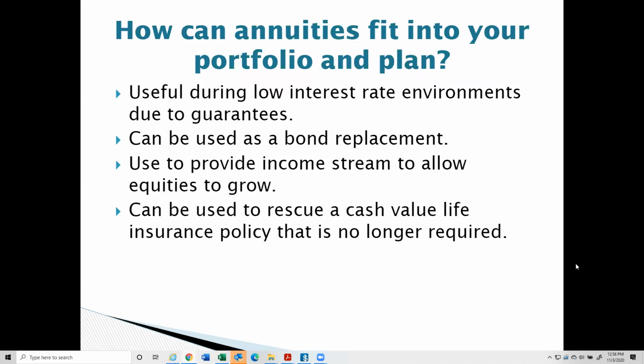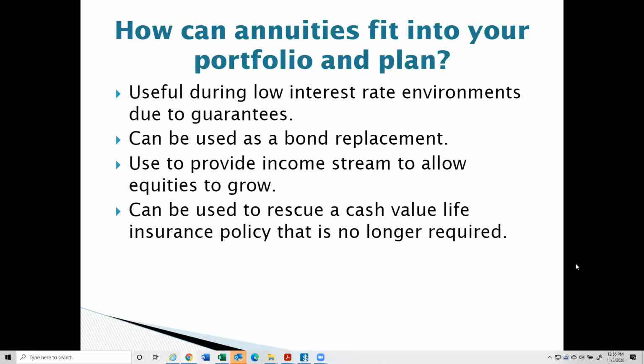So why do you want to provide these guaranteed income streams and guaranteed returns? Well, it can provide stability in your portfolio. It can allow your equities to have time to go through the up and down cycles with the investment markets. So while the equities are down, you can know that these guaranteed income streams are coming in from these annuities.